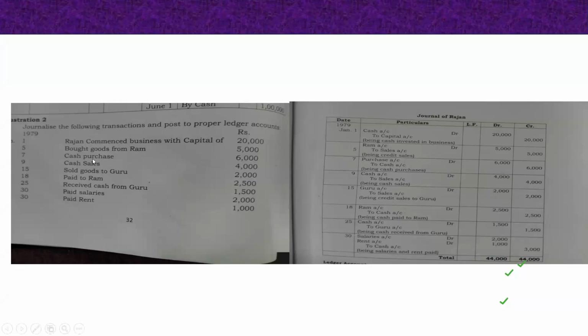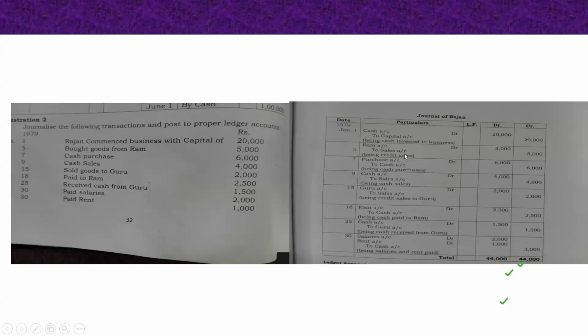So here first you have to make the journal entry from the transactions given, and then after making the journal entry for each and every transaction, for each and every type of account, you have to make the ledger posting. So let's see. Journal entry, you know very well, this is how it is done. So capital account, yes. So cash to capital, and goods from Ram.